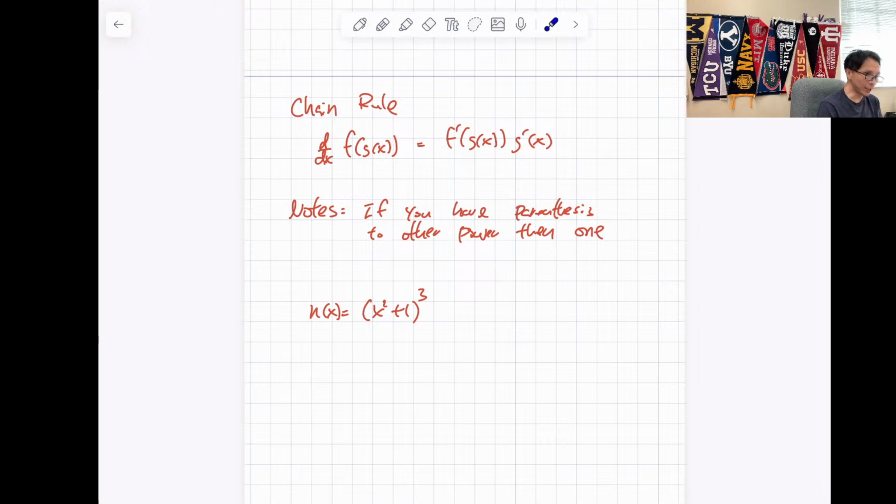So what you can do is think of this as a composite function. If this is equal to f of g of x, what will be f of x and what will be g of x in this particular case? So let's ask Raphael, what do you think f of x and g of x are here, if it is a composite function?